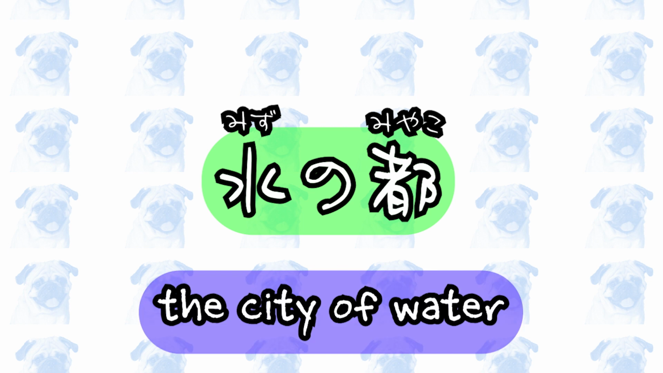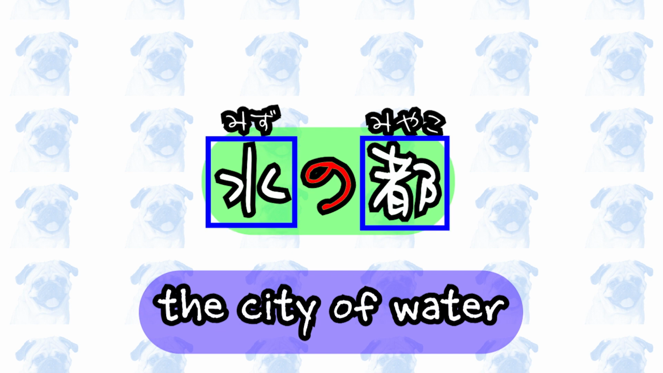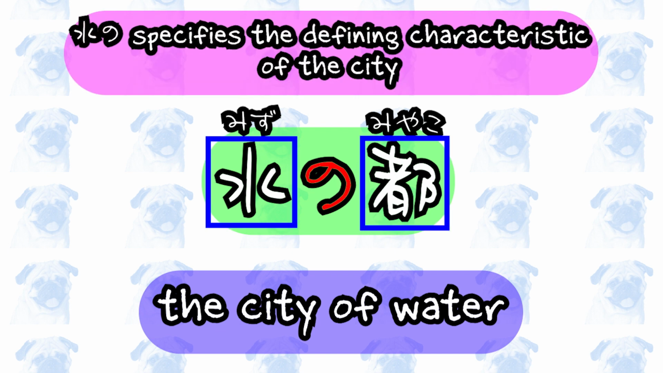Our final example. 水の都, the city of water. In this phrase, no links two nouns, 水 water and 都 city. 水の modifies 都 by specifying the defining characteristic of the city.